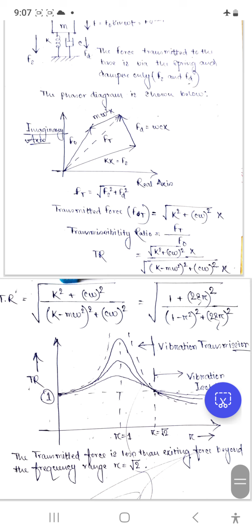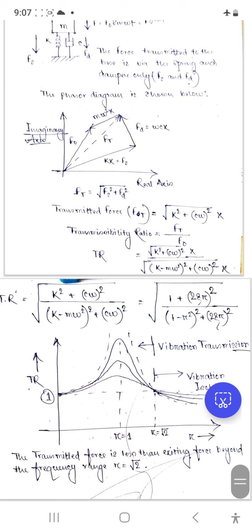Okay, you see here at the end I have written the transmitted force is less than the exciting force beyond the frequency range r equal to root 2. Okay, now that is clearly understood and this expression is true for vibration transmission and isolation also because the same thing is happening here. Now one more thing, you will say, sir, how did you get r equal to root 2? Okay, I am telling you, at this point it was 1, that is fine.